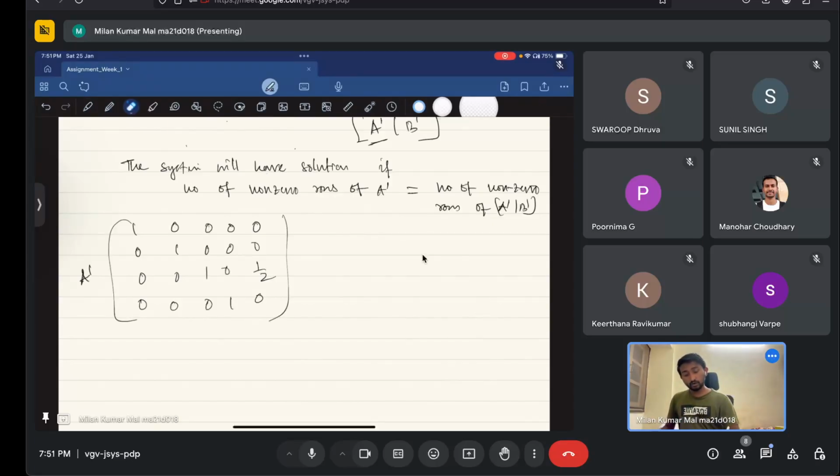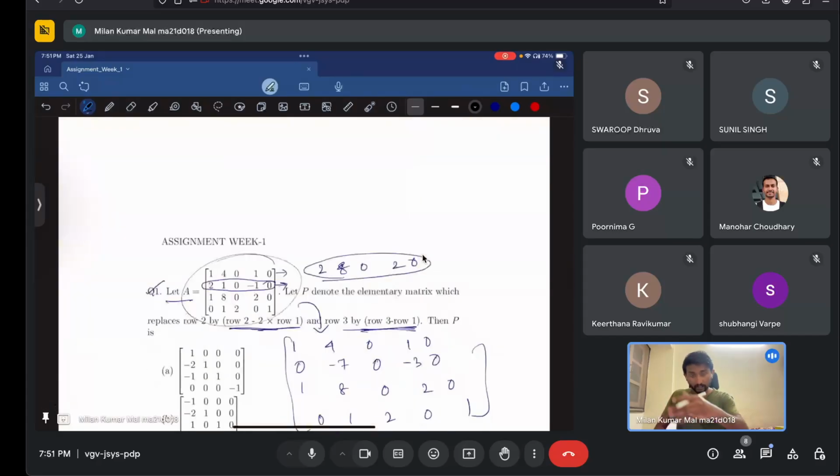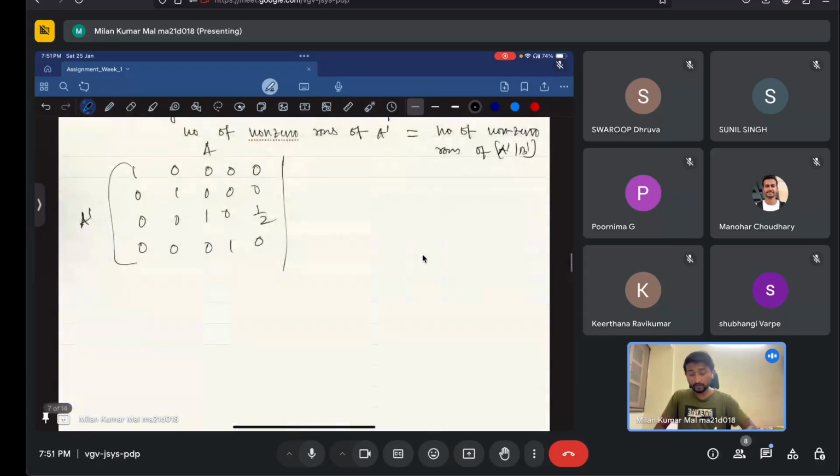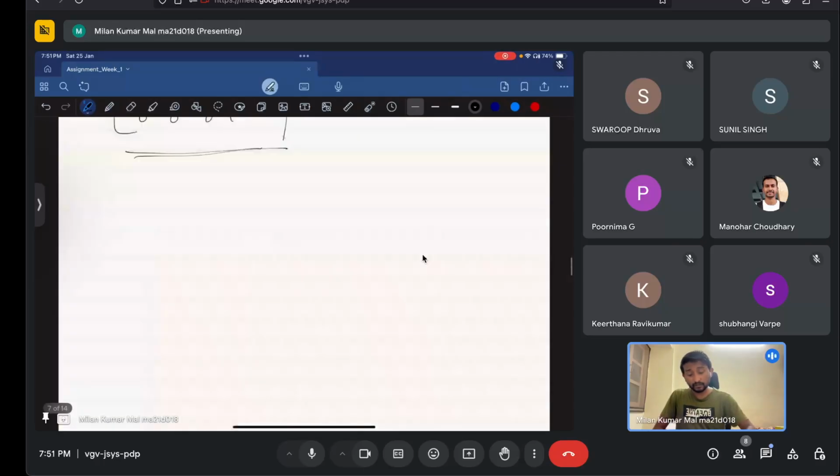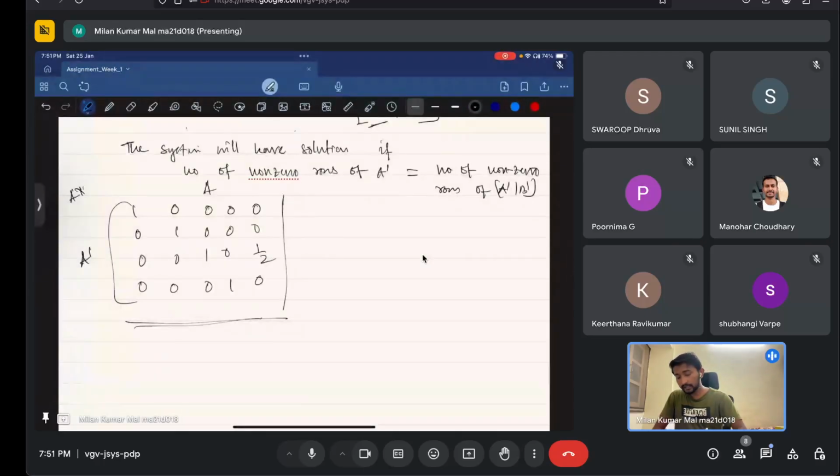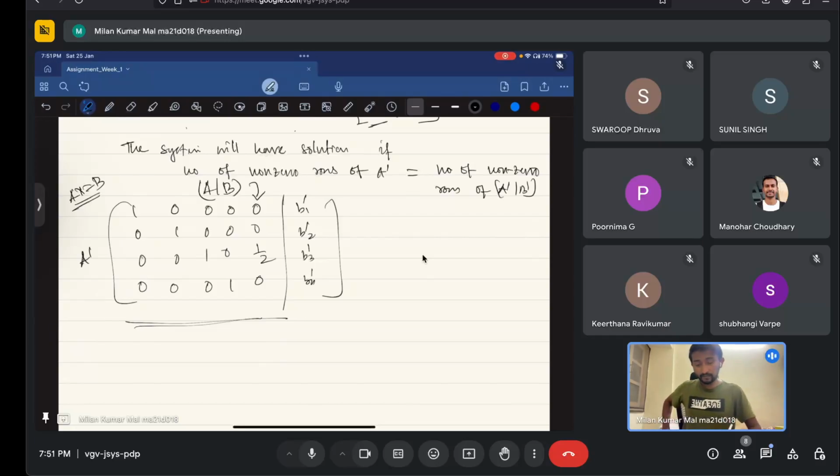This is A'. So we have done some operation on B. A is this matrix. We have done some row operations and after the row reduced echelon form we get this matrix. We don't know what B is, but for example, assume the system AX = B is given and we start with A|B, and after elementary row operations we get here B1', B2', B3' and B4'.